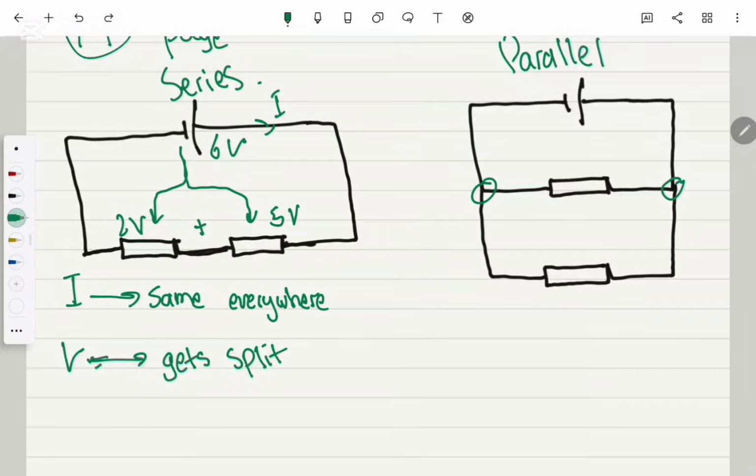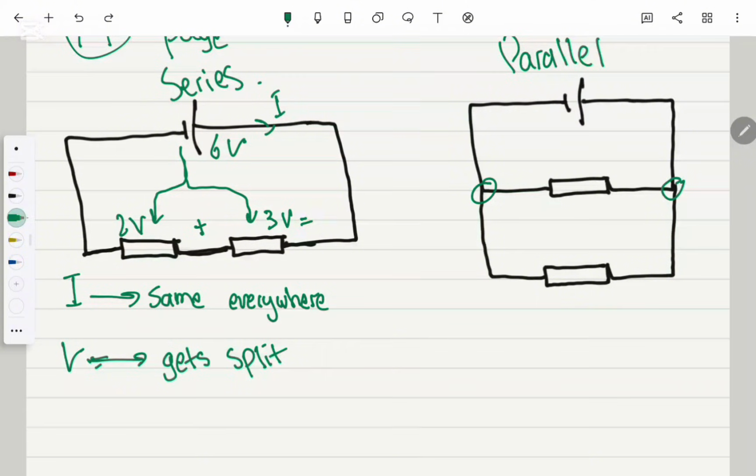Okay, and it's also a mistake if you do it the other way around, saying that this one is 2 volts and the other one is only 3 volts. Because 2 and 3 are only 5, while the battery has 6 volts, which means 1 volt just went missing, which can't happen, all right?